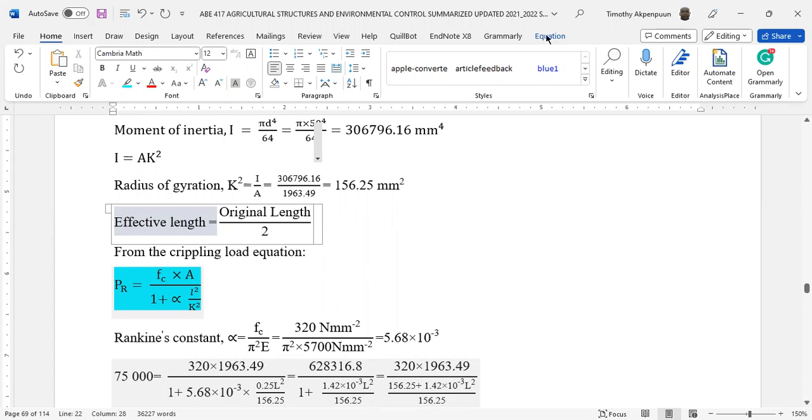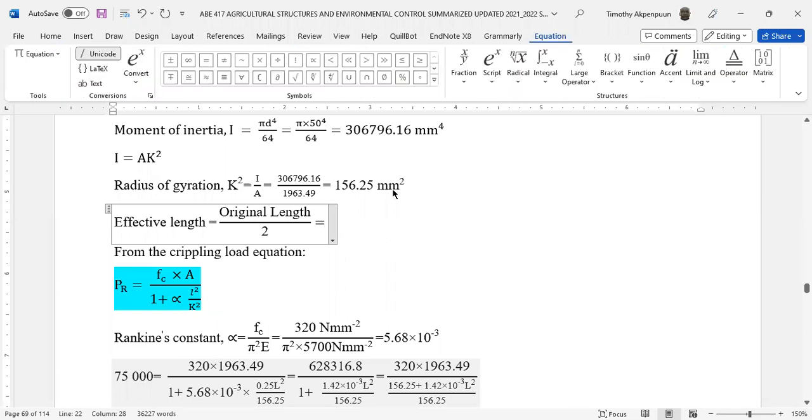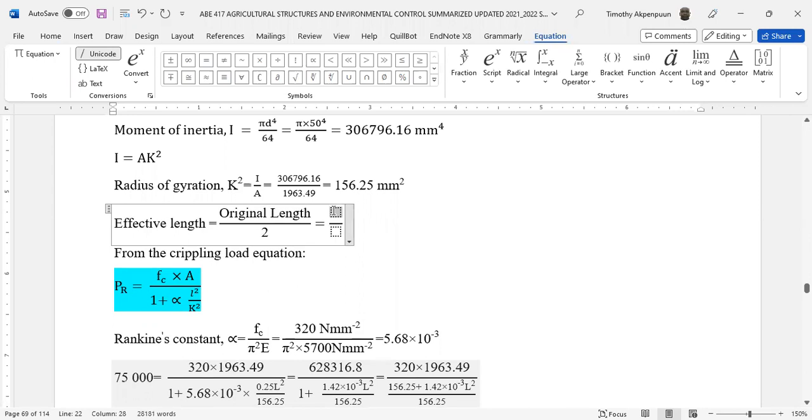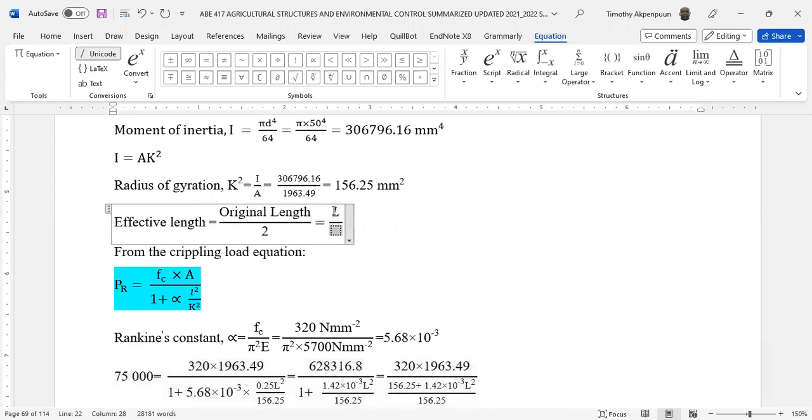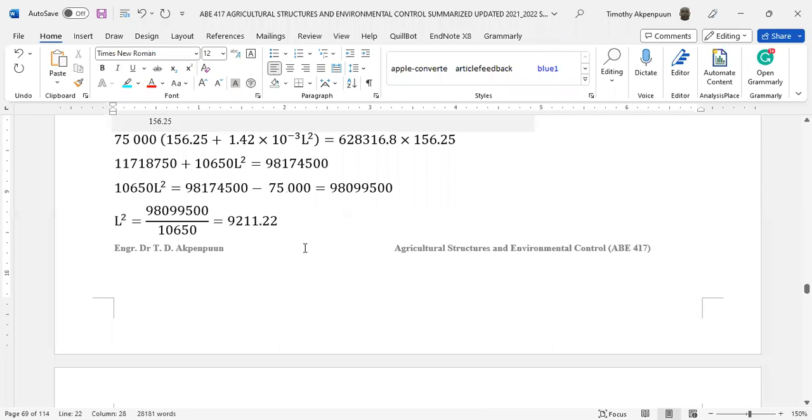So the effective length is small L over 2. And we are not given the effective length, that is 2L, and the bracket capital L. To find the effective length, effective length is original length over 2. And we are not given the effective length. We are not even given the maximum length.